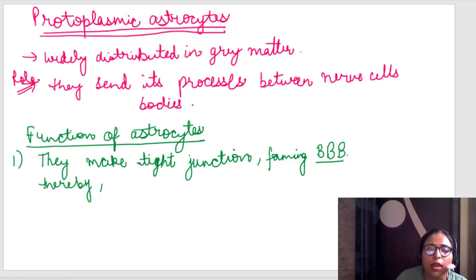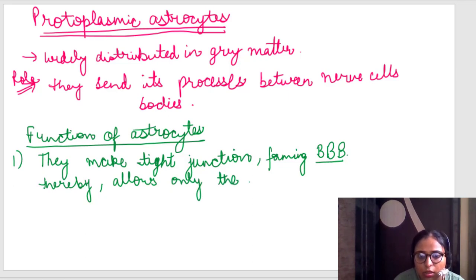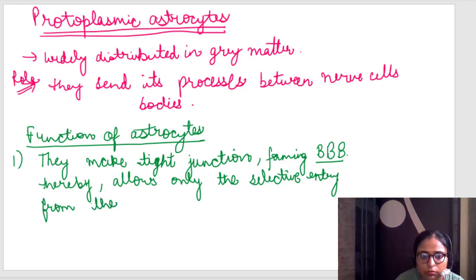So they make the tight junctions forming the blood brain barrier, thereby allows only the selective entry. You understand? They allow only the selective entry from the blood. All is coming from the blood only, na? From the blood to brain. So, what the blood-brain barrier do? Blood-brain barrier allows only the selective entry from the blood to the brain. Fine.